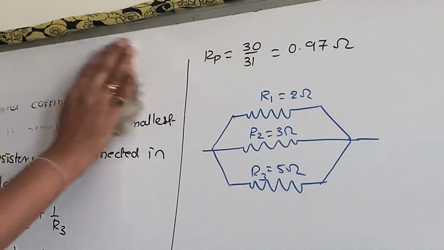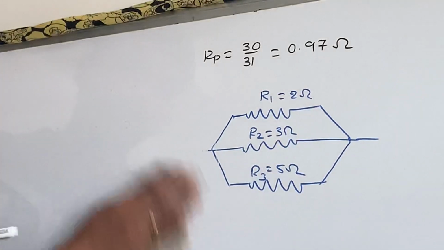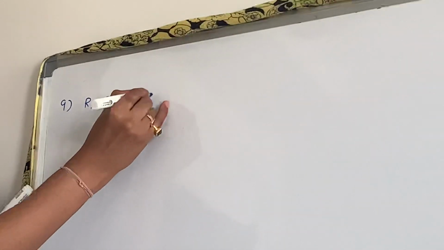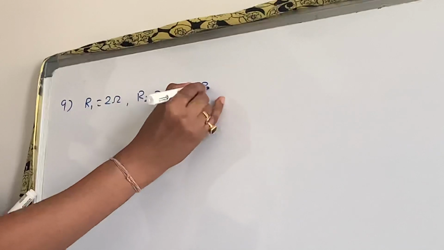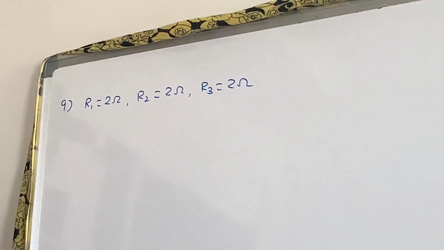Now check the next question, that is the 9th. What is given in the 9th question? Right? Check the 9th question, what is given. 3 resistors, each of which are connected together. And there are 3 resistors. So you have R1 is 2 ohm, R2 is 2 ohm, and R3 is 2 ohm. How will you connect them so that the total resistance is 3 ohm?